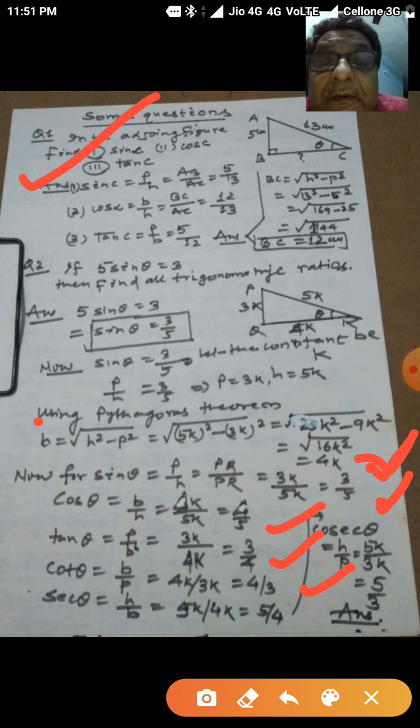Sec theta equal to H by B, that is PR by QR, so it is 5k by 4k, so it is 5 by 4. And cosec theta equal to H by P, which is equal to PR by PQ, that is 5k by 3k, and ultimately it is 5 by 3. So such questions can all be solved by using the ratios of trigonometry.